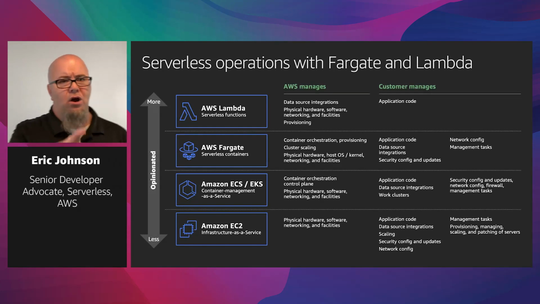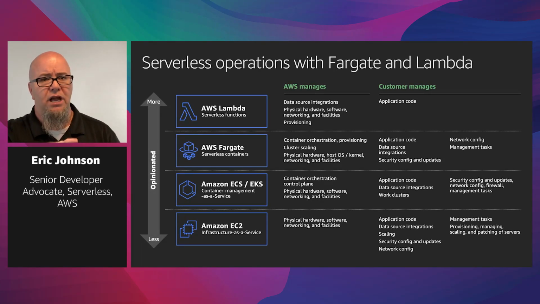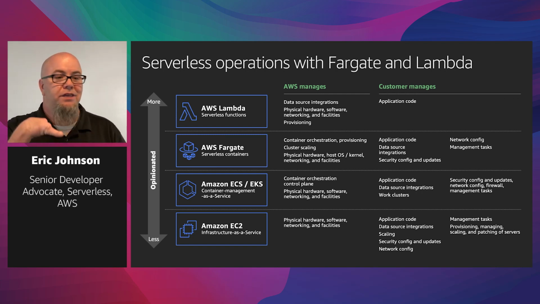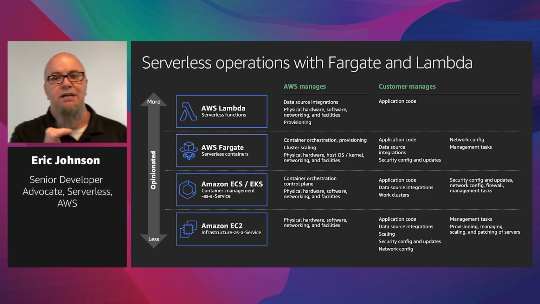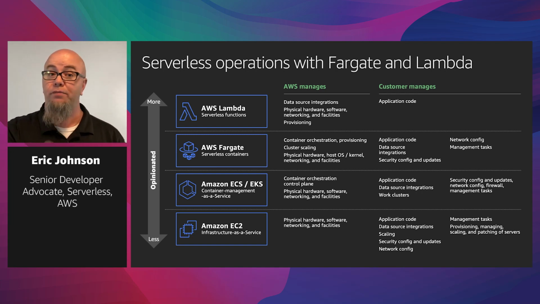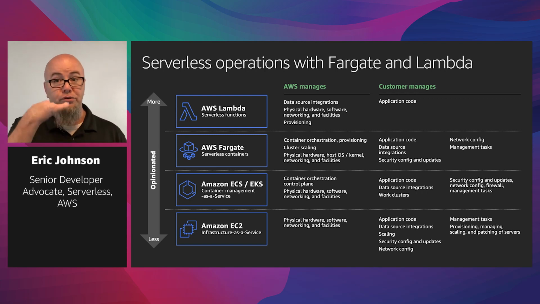So let's go back to our operations here and look at this. You can kind of see the change in these. If we start at the bottom and go up, with Amazon EC2, the way we talk about this in our shared responsibility model is that AWS is going to handle the underlying infrastructure, the data centers, the security, things like that. But the customer is responsible for everything else: the application code, data source integrations, management tasks, things like that. But if we move up a stack and go to ECS or EKS, then AWS is going to handle the container orchestration control plane and the underlying infrastructure. And the customer, you're doing everything else.